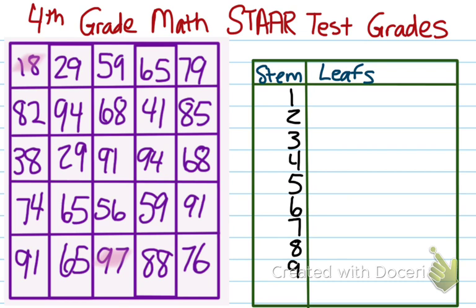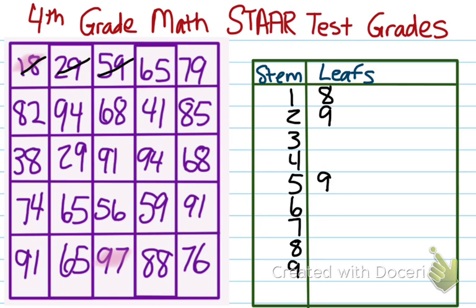So if I look at the number 18, the stem would need to be 1 and the leaf would be 8. So I'm just going to put the leaf here of 8. If I look at my next piece of data, it's 29. So the stem would be a 2 and the leaf would be a 9. Let's do a few more together. The next piece of data is 59, so it would be a stem of 5 and a leaf of 9. Notice I'm just adding the ones place into the appropriate row that has that correct tens place value.